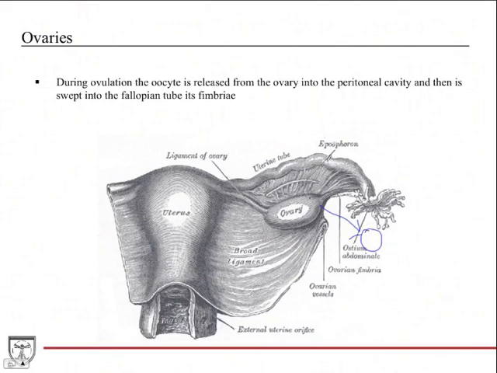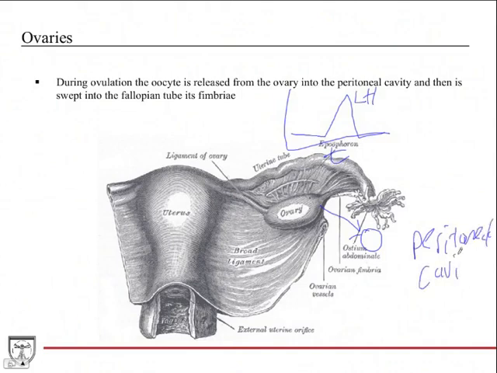That's during your kind of your LH surge. So if you look at your hormones, you have that LH surge here, if you were to graph over time, and then it's released into the peritoneal cavity. So here the oocyte's hanging out in the peritoneal cavity. And then what happens is you have these fimbriae, which are these finger-like projections from the fallopian tubes, and they help kind of sweep the oocyte into the fallopian tube where fertilization occurs.